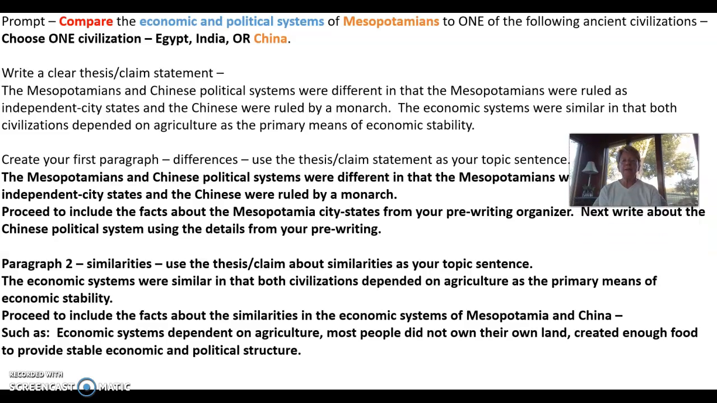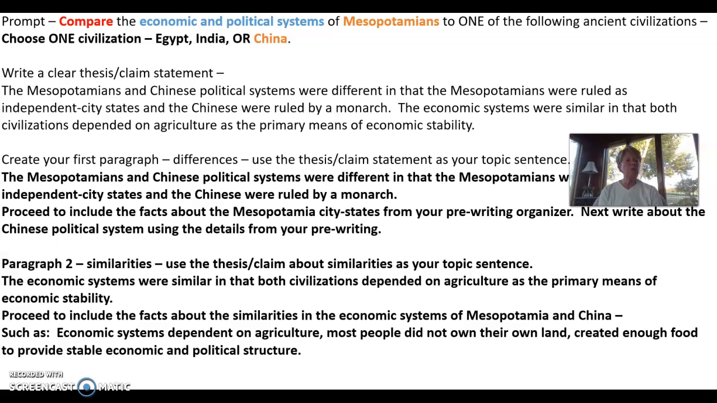You'll see that in the similarities, we use the same thesis claim about similarities as my topic sentence. The economic systems were similar in that both civilizations depended on agriculture as the primary means of economic stability. And then I proceed to include my facts about the similarities in the economic systems of Mesopotamia and China. So economic systems were dependent on agriculture. Most people did not own their own land, yet they created enough food to provide stable economic and political structure.